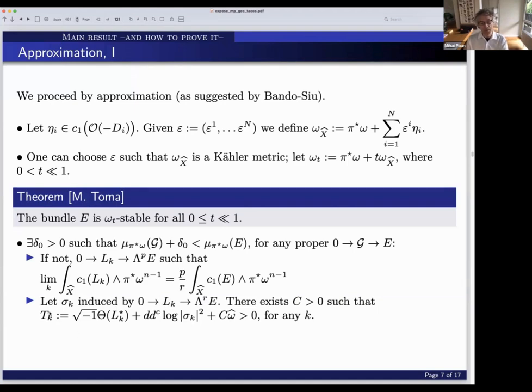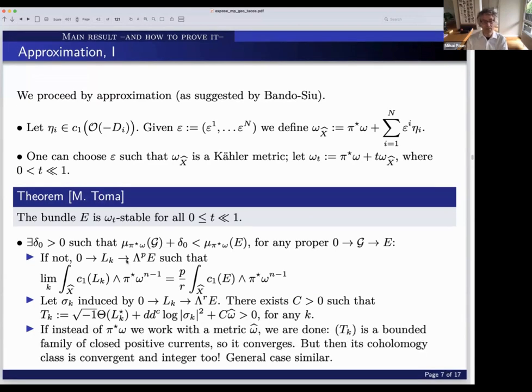And then if we consider this object tk, which is the curvature of the dual of LK here, plus i dd bar of log of sigma k, the holomorphicity of this sigma k makes it so that if we add some fixed multiple of omega hat, we'll get something strictly positive. And this is uniform with respect to k. So there is this uniform constant which does that.